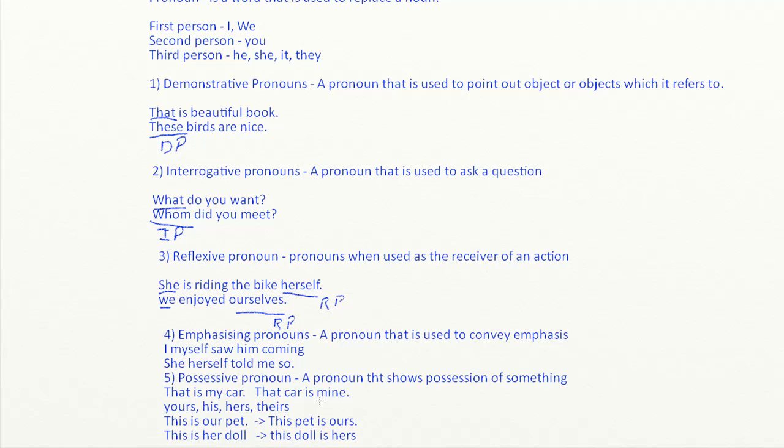Again, I'm going to just underline possessive pronouns. Mine, ours, hers. These are all possessive pronouns.